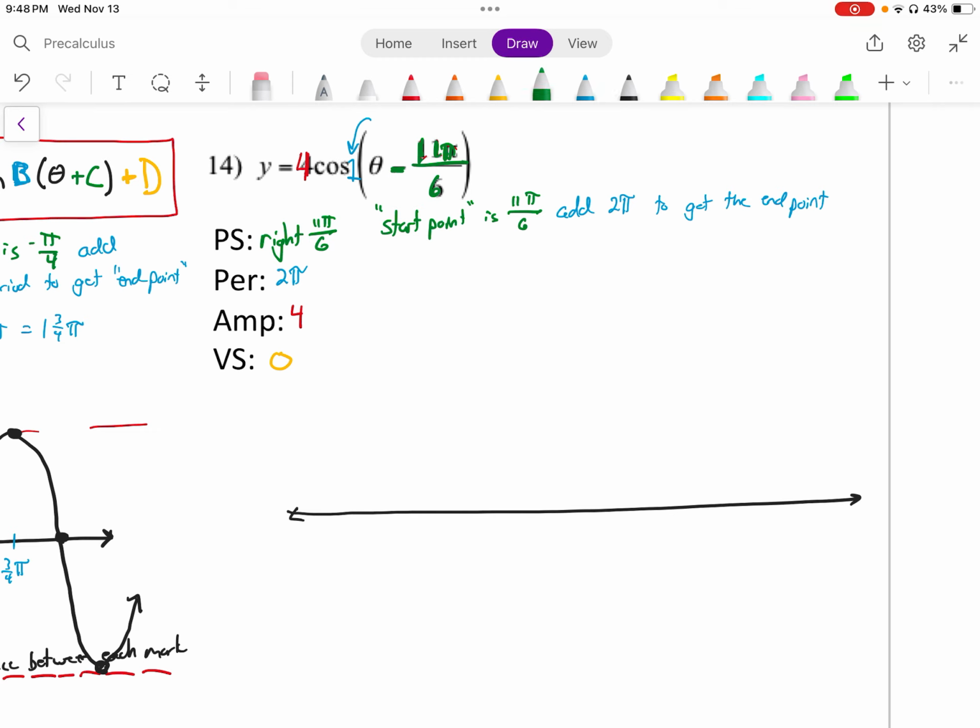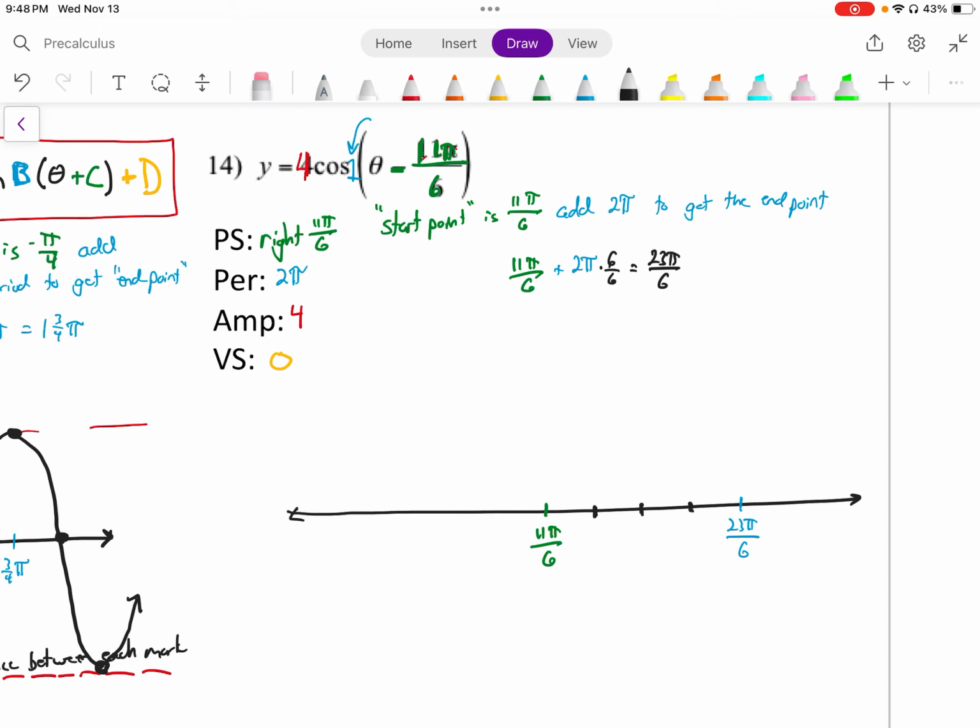So you should be able to add fractions by now. 11 pi over 6 plus 2 pi. Get a common denominator. And so that's 11 pi over 6 plus 12 pi over 6 is 23 pi over 6. And that will be the end point. So we can put our starting point at 11 pi over 6, our end point at 23 pi over 6, and we can split that into 4 equal parts.